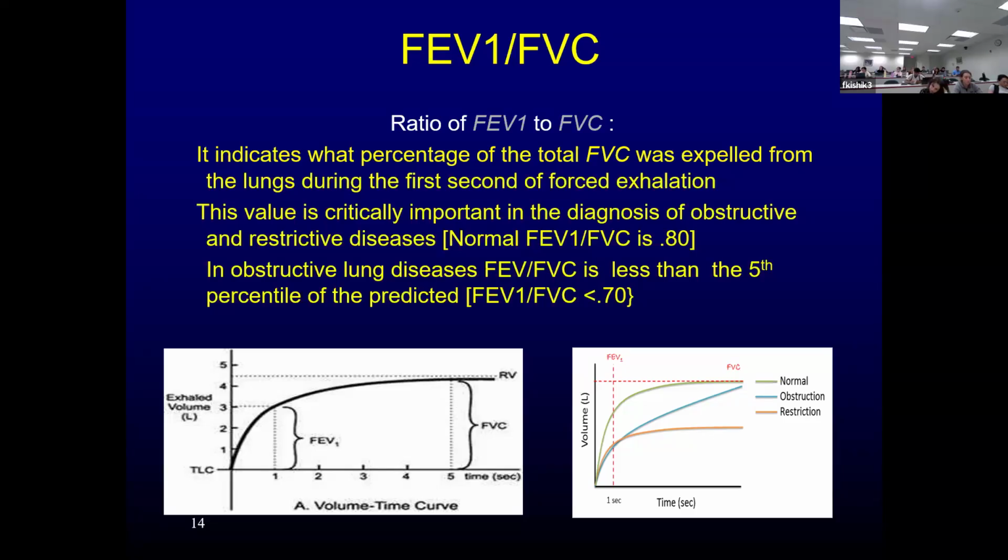In obstructive lung defect, FEV1 by FVC is less than 0.80. In restrictive defects, the FEV1 by FVC is still 0.80 or higher. Can we remember this? In obstructive lung disease, RV increases, TLC increases, but the FEV1 FVC ratio decreases. In restrictive lung disease, RV decreases, TLC decreases, but the FEV1 FVC ratio is preserved, or is 0.80. That is the big difference between the two disorders.